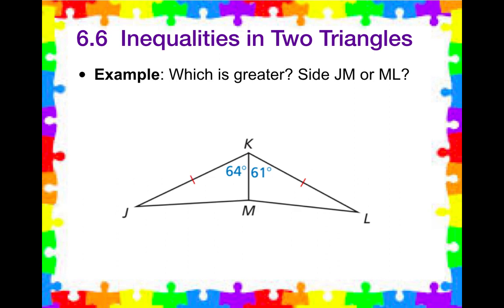So let's take a look at this situation. I have this length here, JK, and KL are of the same length. And then I've got KM, which is the same for both triangles. So these lengths don't change. I have different angles here. So this angle is greater than this. So which is greater, JM or ML? Well, using the hinge effect, we can see that this angle is greater, so this has to be longer than this is relative to the 61 degrees. So JM is the longer side because of the hinge effect.